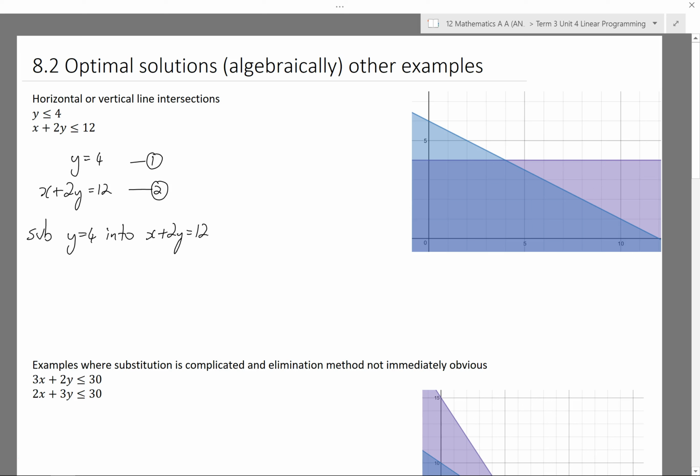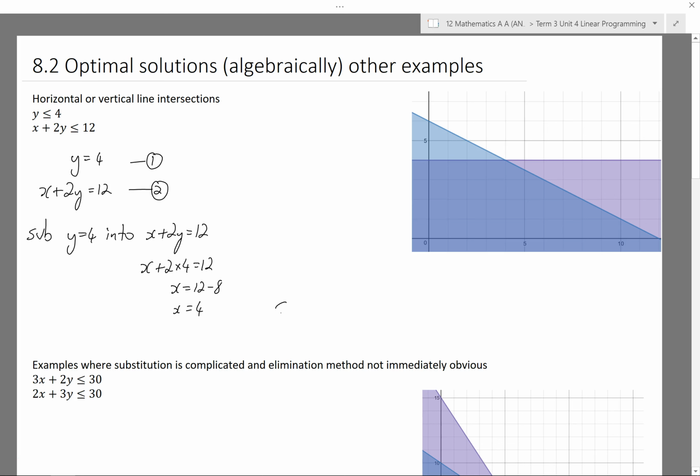So wherever I see y, I'm going to replace it with 4. x plus 2 times 4 equals 12. The x is 12 minus 8, which gives us an x value of 4. Do I need to find the y value? Sure, I could sub x equals 4 into y equals 4, but y would still be 4.